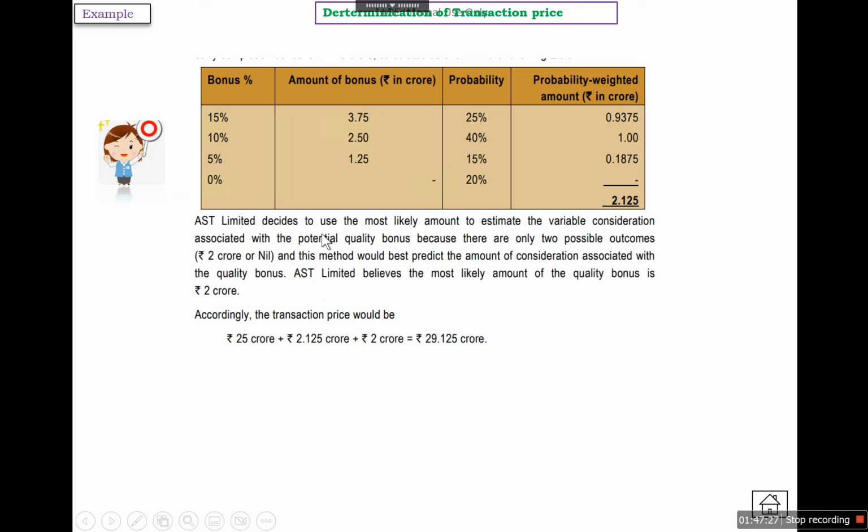So AST Limited decides to use the most likely amount to estimate the variable consideration for the potential quality bonus because there are only two possible outcomes, 2 crore or nil. And this method will best predict the amount of consideration. For the quality bonus, AST Limited believes the most likely amount is 2 crore. So the total amount is 25 crore plus 2.125 crores and 2 crore for quality rating. So total revenue to be recognized is 29.125.